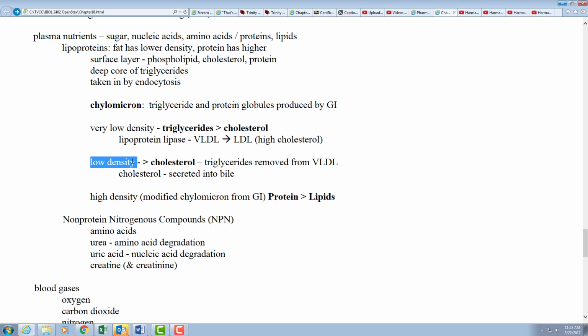Now we have low density lipoprotein, which is going to have a greater amount of cholesterol. These triglycerides are removed from the VLDL, leading to a higher concentration of cholesterol, and this can be a problem. Now with cholesterol, excess cholesterol can be removed from the body through the bile, as we'll talk about later in digestion. The problem is all these commercials and everything saying good cholesterol, bad cholesterol.